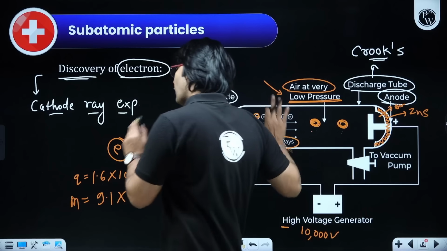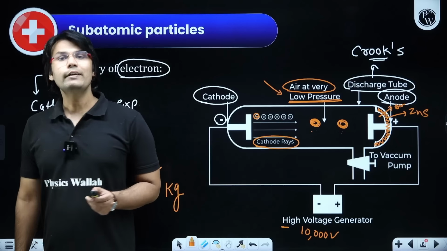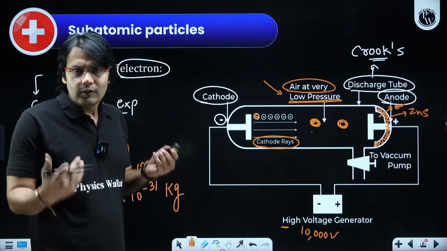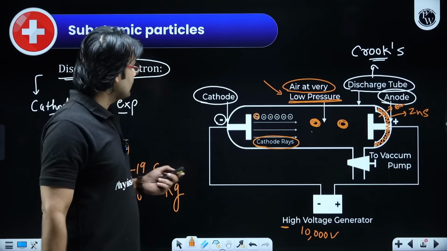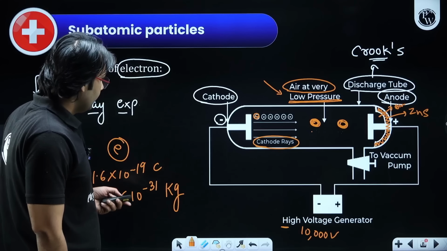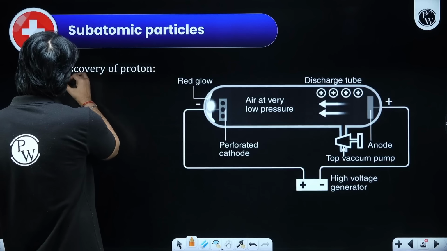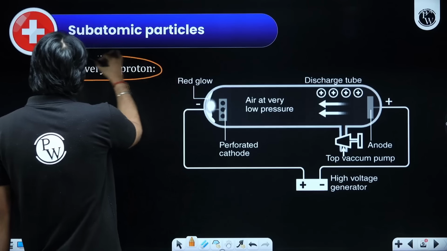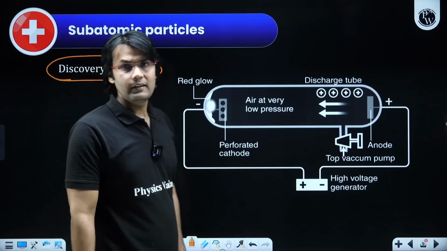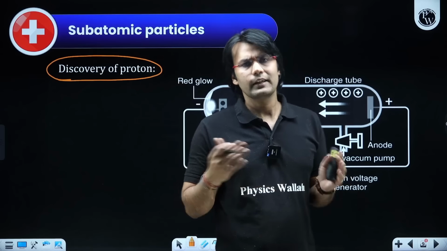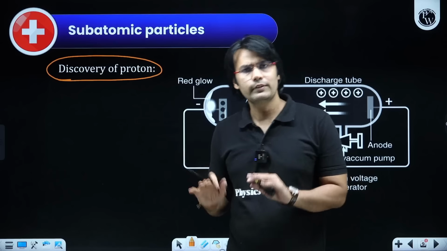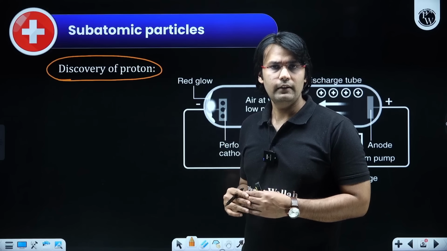And that's how from the cathode ray experiment, we discovered electron, not we, J.J. Thomson discovered what? Electron. Now, in the same way, or you can say in the same setup, proton was discovered, right? Proton was discovered by Rutherford and Goldstein, both of them. We gave credit to them, right?